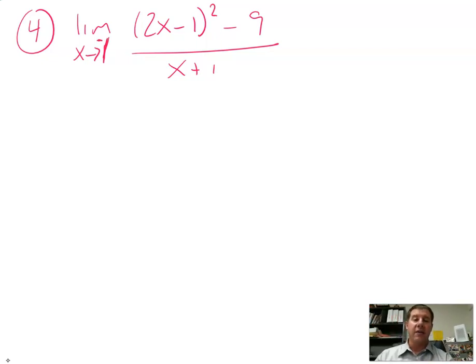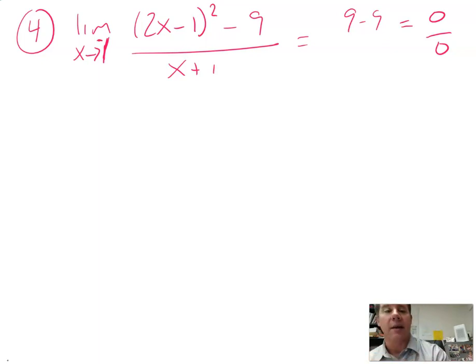So if I do -1, 2 times -1 is -2, times -1 is -3 squared, is 9 minus 9, or again, I get 0 over 0. Again, going back to what I said not to do last time, this is where you would get into trouble. I'm saying things are equal that are not equal. Okay, that would be bad news on the AP exam.